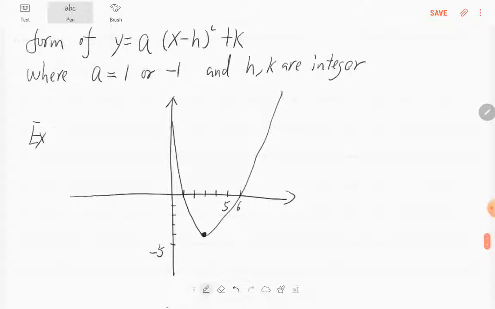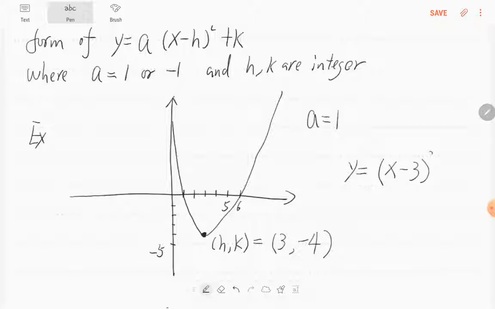In this problem, the vertex is h and k, which we read from the graph. Here's 5, so it's 4, 3, 3. Here's negative 1, negative 2, negative 3, negative 4. So the vertex is 3, negative 4, right? Here it opens up, so a should be equal to 1 or negative 1. Opens up, positive, so it's 1. So this equation should be y equals 1 times x minus 3 squared plus k equals negative 4, so minus 4. So this would be your answer.